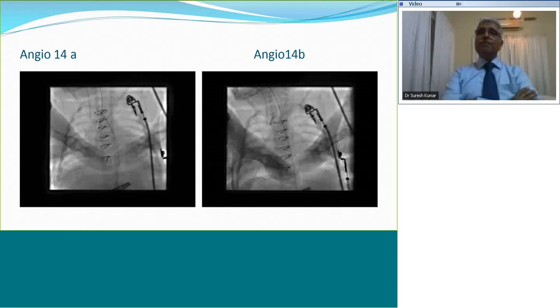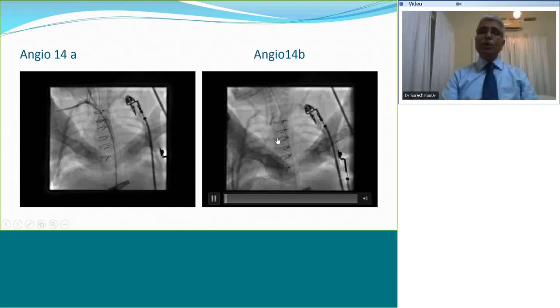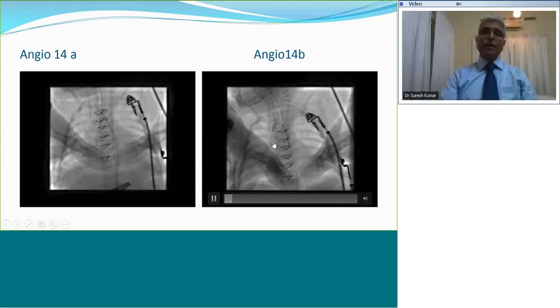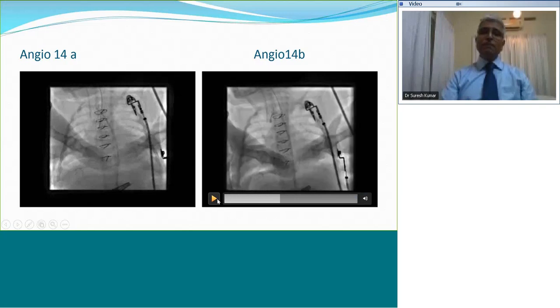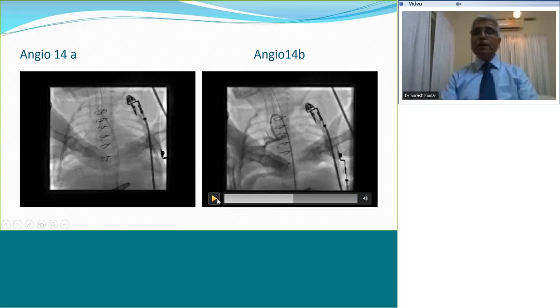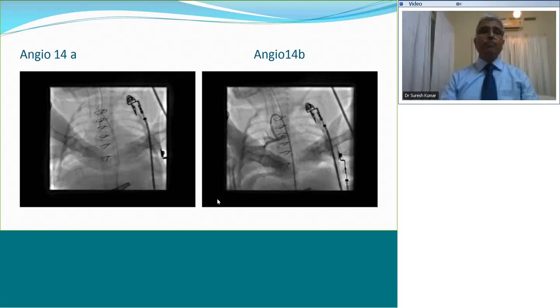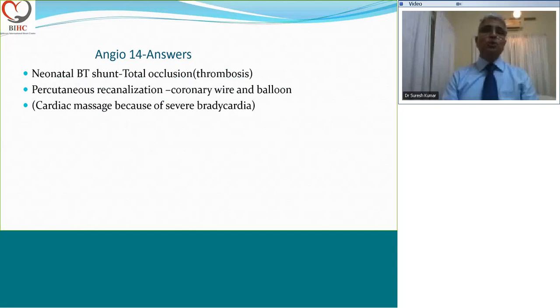Neonatal BT shunt. Yes, it's a blocked BT shunt in the first angiogram. And in the second one, there is no stent. It is being recanalized with a coronary balloon and wire. That's all. It is open with a balloon and a wire, so the pulmonary arteries are now visible. So you had a complete occlusion of a BT shunt due to thrombosis. It has been recanalized with a coronary wire and balloon under very challenging circumstances.